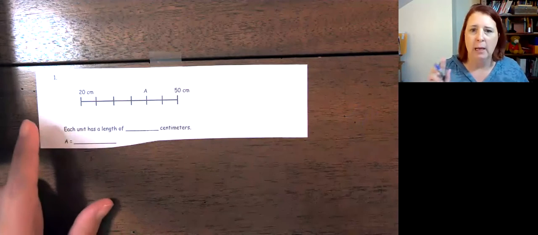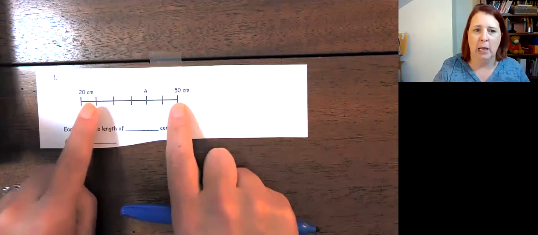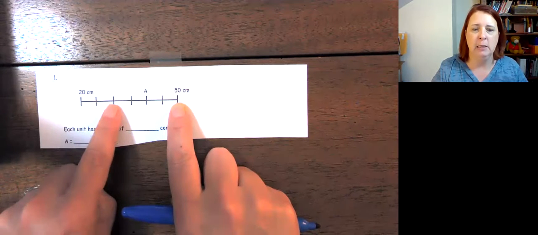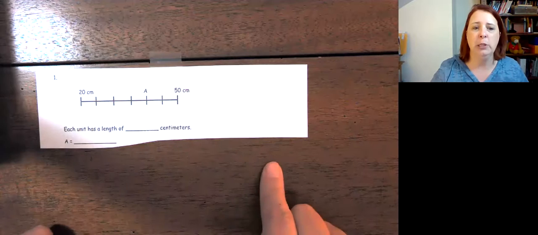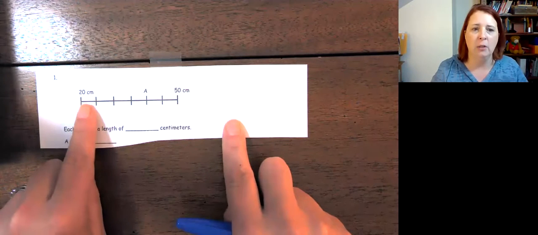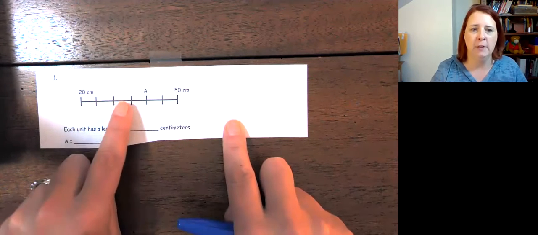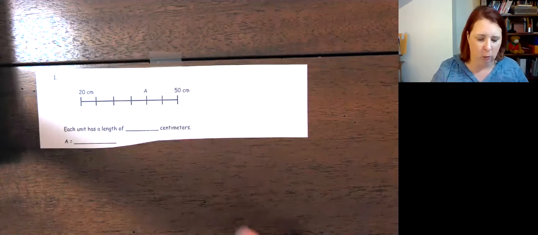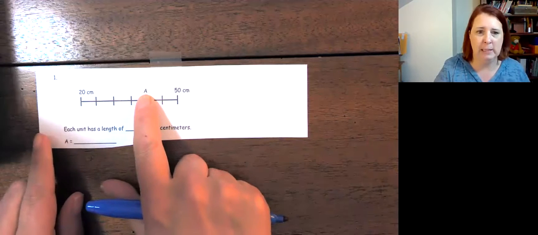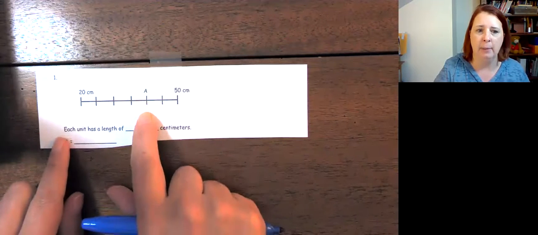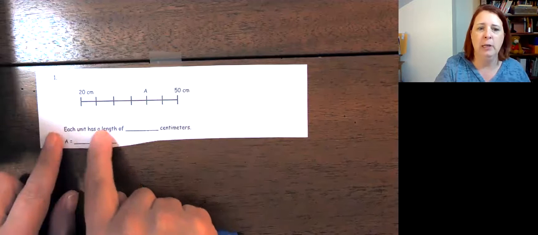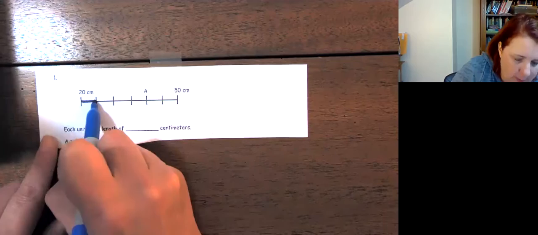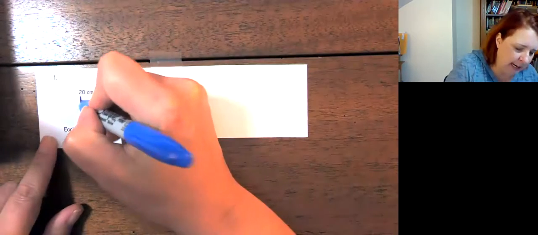Okay, so again, we know that this is a number line. These are hash marks, and each space in between is called an interval. But because we're dealing with measurements, we're going to call these units. Each one of these is a unit, and how much does each one stand for? Well, we have to find out 2 things. What's the measurement of letter A on the number line? And each unit has a length of blank centimeters. So what that means is how much is in between each hash mark?